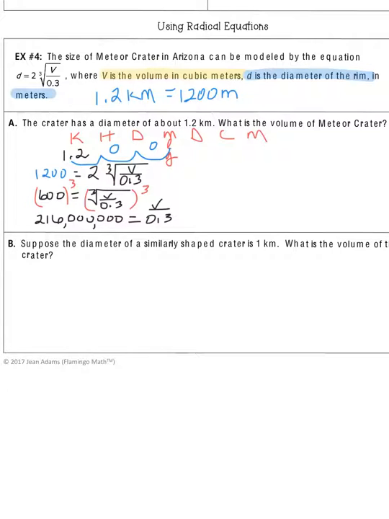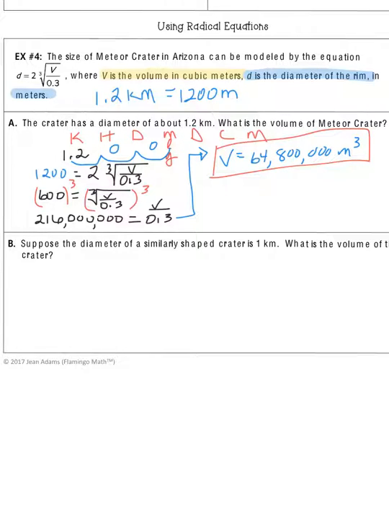So now to solve, we're just going to multiply this side by 0.3 and this side by 0.3, and that is going to give us an answer of V equaling 64,800,000. And then the units of measure is meters cubed. How do I know that? Because we put it into a formula that says volume is going to be cubic meters. All right, so that wasn't so bad. You just had to plug and chug and use your knowledge of solving equations with radicals.